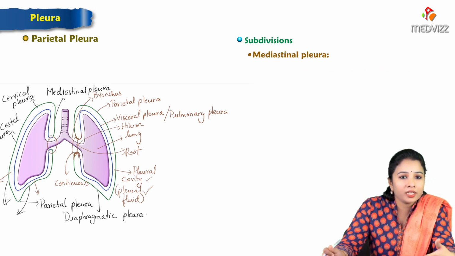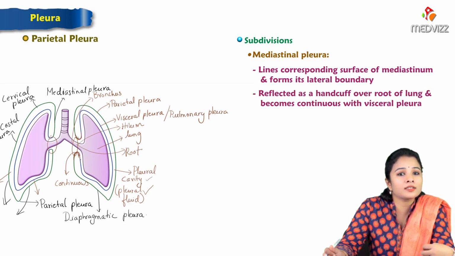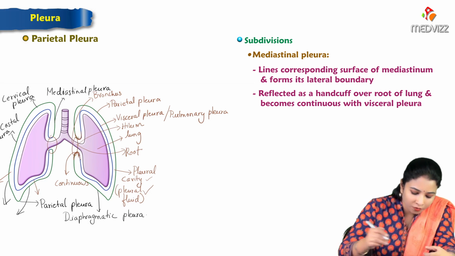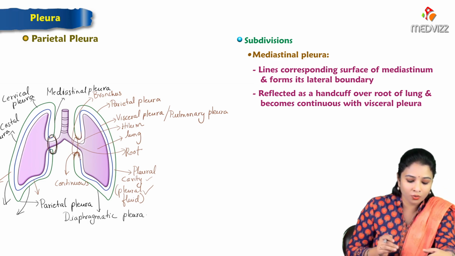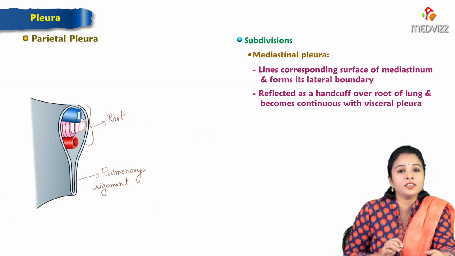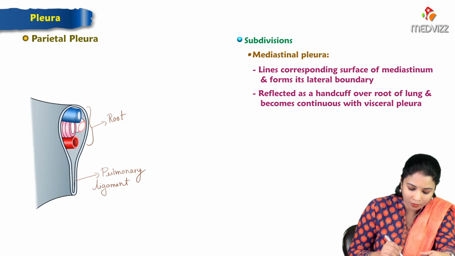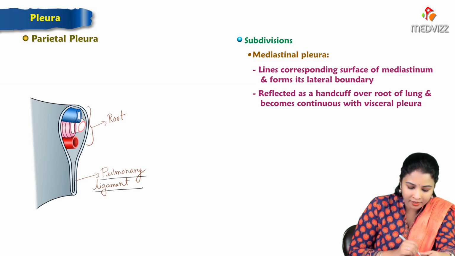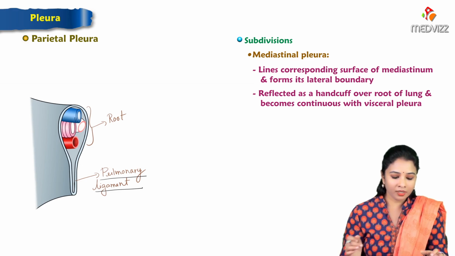Next, moving on to the mediastinal pleura. Mediastinal pleura, as the name suggests, it lines the corresponding surface of the mediastinum and forms its lateral boundaries. It is reflected as a handcuff over the root of the lung. So we can see here the parietal pleura gets reflected near the root of the lung. So we can see here it gets reflected around the root of the lung and continues with the visceral pleura, forming the pulmonary ligament. So it forms a sleeve over the root of the lung, forming pulmonary ligament.